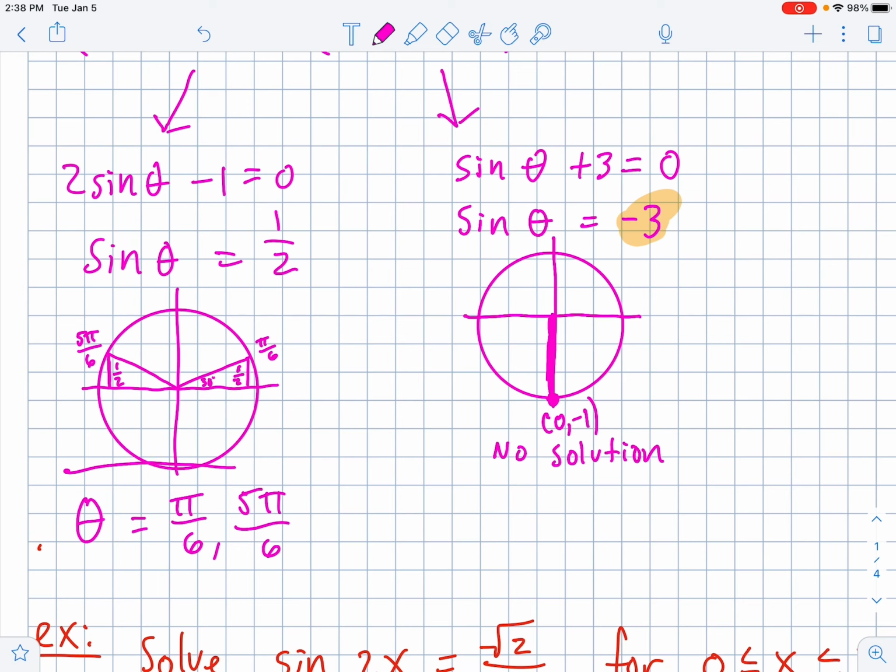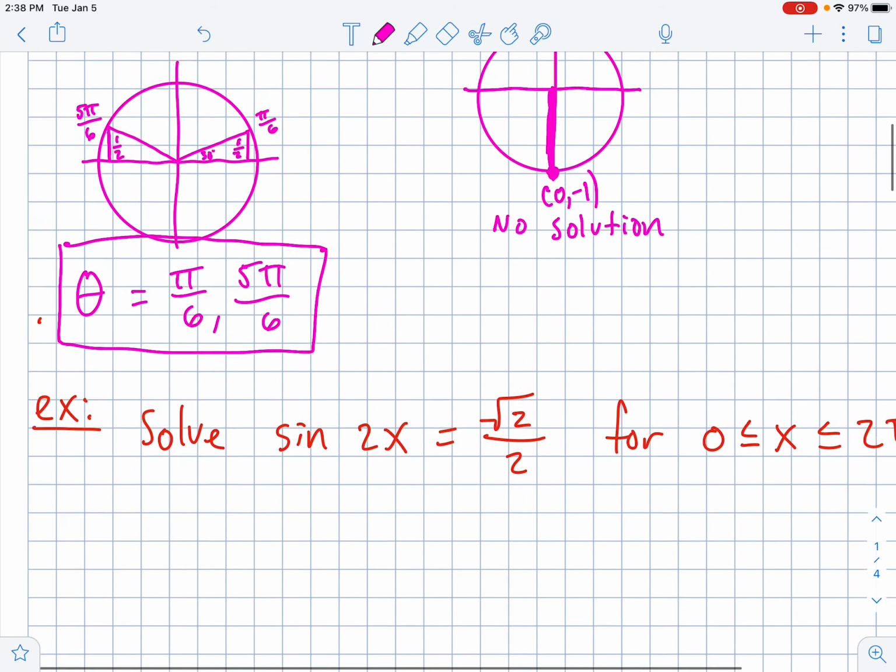But that doesn't mean the whole problem is no solution. It just means that my answers over here are the answers to the problem: pi over 6 and 5 pi over 6.